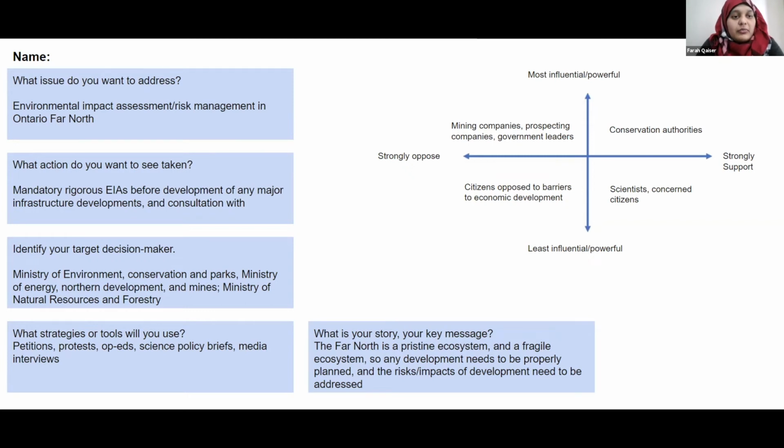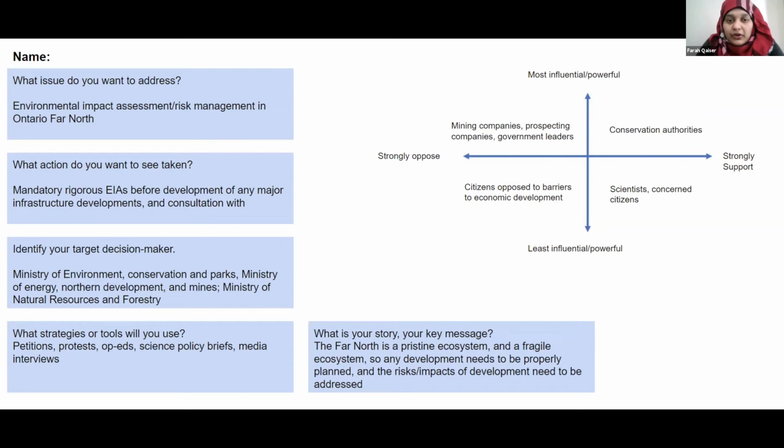Identify your target decision maker. So there's the Ministry of Environment, Conservation and Parks, there's the Ministry of Energy, Northern Development and Mines, Ministry of Natural Resources and Forestry. What strategies or tools will you use? So you'll use petitions, protests, op-eds, science policy briefs, media interviews. So full out campaign, I love it.